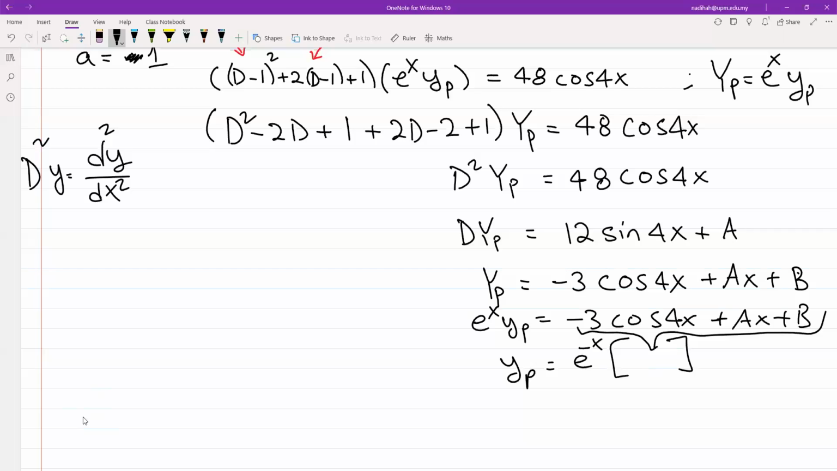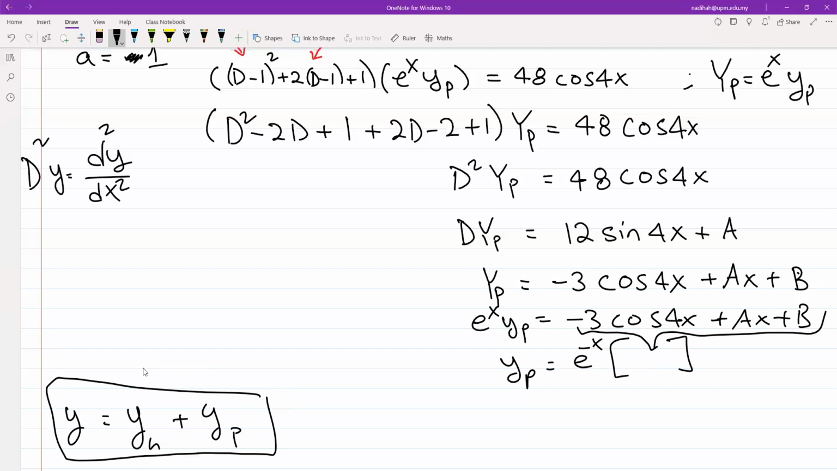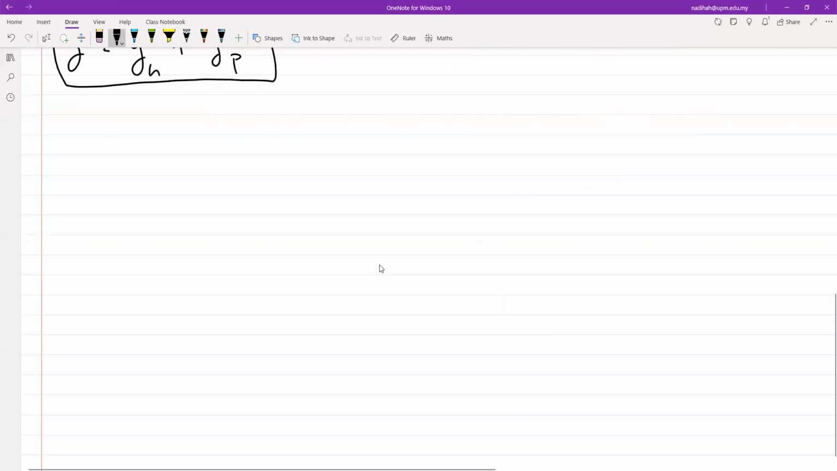Okay, so the general solution is just y homogeneous plus yp, which I will not write the whole expression because I think you already knew how to find the homogeneous solution. Okay, any questions so far?